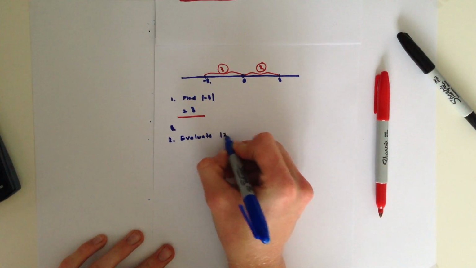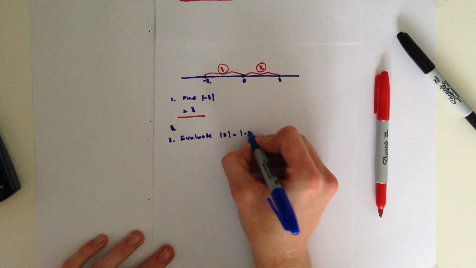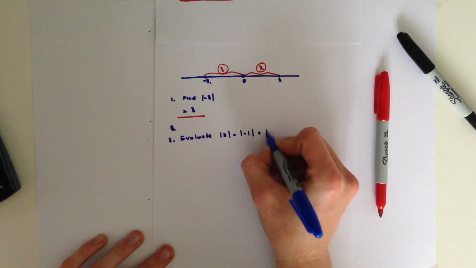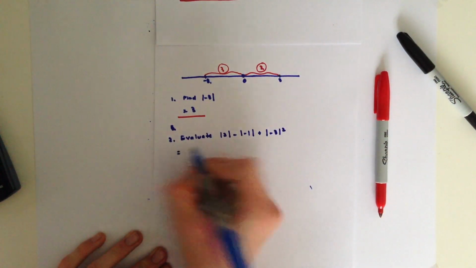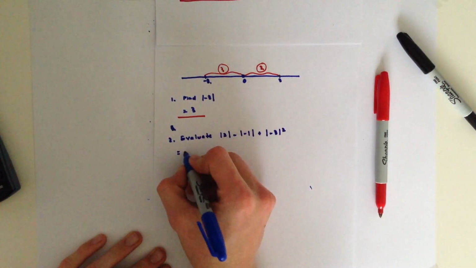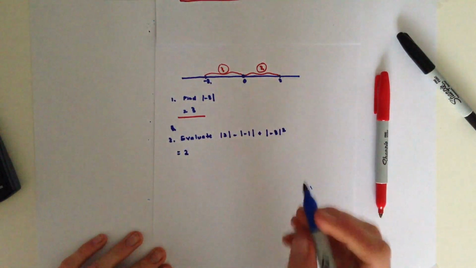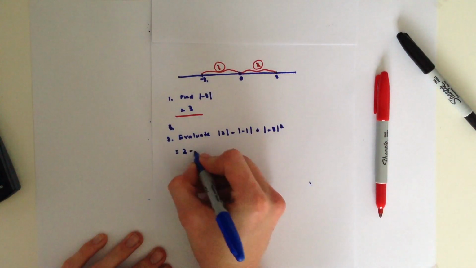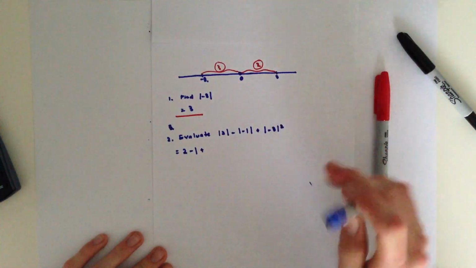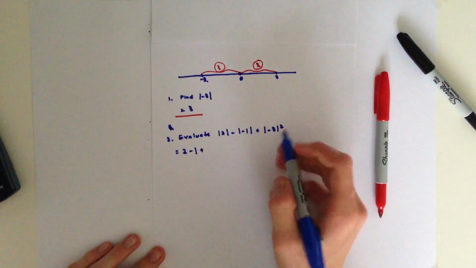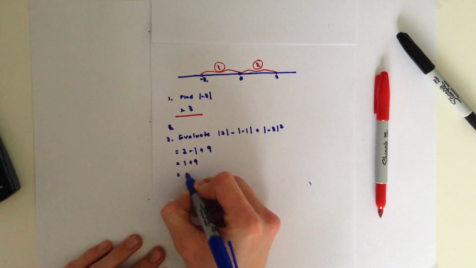Evaluate 2 squared, minus the absolute value of minus 1, plus the absolute value of minus 3, squared. Deal with each term. So we have a 2 minus the absolute value of minus 1. Well, the absolute value of minus 1 is just equal to 1, so it's minus 1, plus the absolute value of minus 3 is 3, and 3 squared is 9. So we end up getting 1 plus 9, which equals 10.